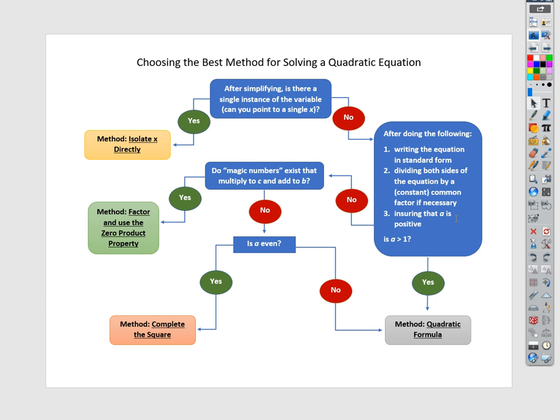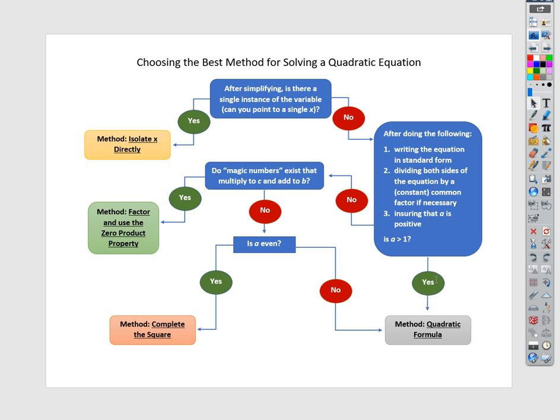After doing the following three things, writing the equation in standard form, dividing both sides by a number if possible, and making sure that a is positive, is a greater than 1? If you're stuck with an a greater than 1, if the answer is yes, what do you do? Quadratic formula. Don't mess with trying to factor it. Maybe you could, using bottoms up, trying to complete the square. Probably just not worth the effort in those cases. Just use the quadratic formula.